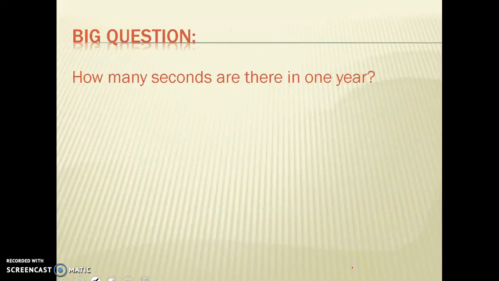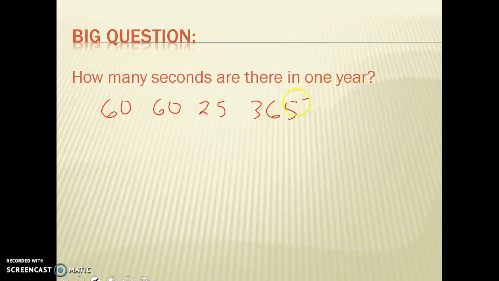So let's take a look at one more example. How many seconds are there in 1 year? Well, we know that there are 60 seconds in a minute. There are 60 minutes in an hour. There are 24 hours in a day, 365 days in a year. So we're going to multiply all of these things together to figure out how many seconds there are in a year. So I think I said 25. This is actually 24 hours in a day.